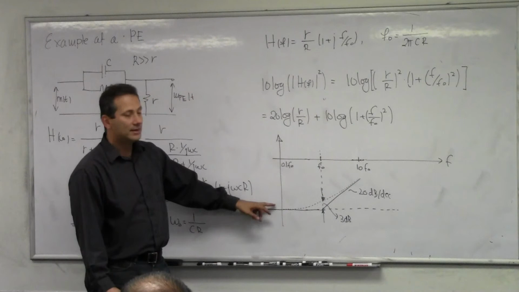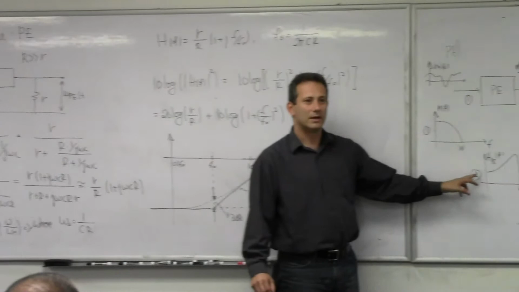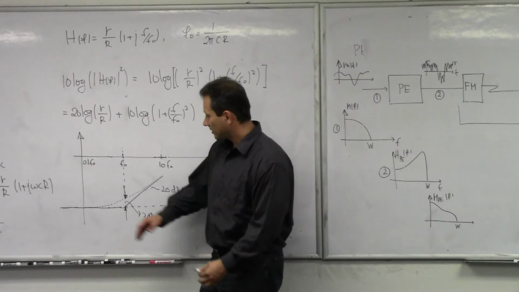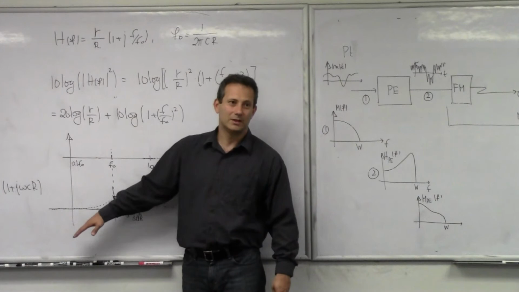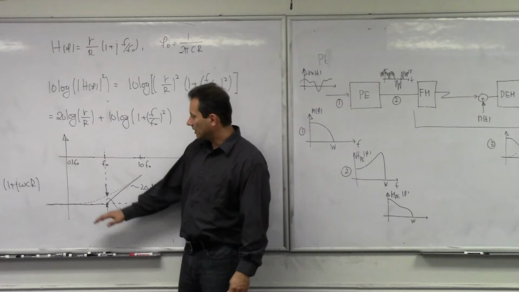Now why does this do what we want pre-emphasis to do? It is slightly different than what I said here. I said, well, let us amplify the higher portion of the spectrum. What this does is actually attenuate the lower portion, right? But still, it spectrally shapes your signal so that it changes the relationship between the lower frequency components and high frequency components.